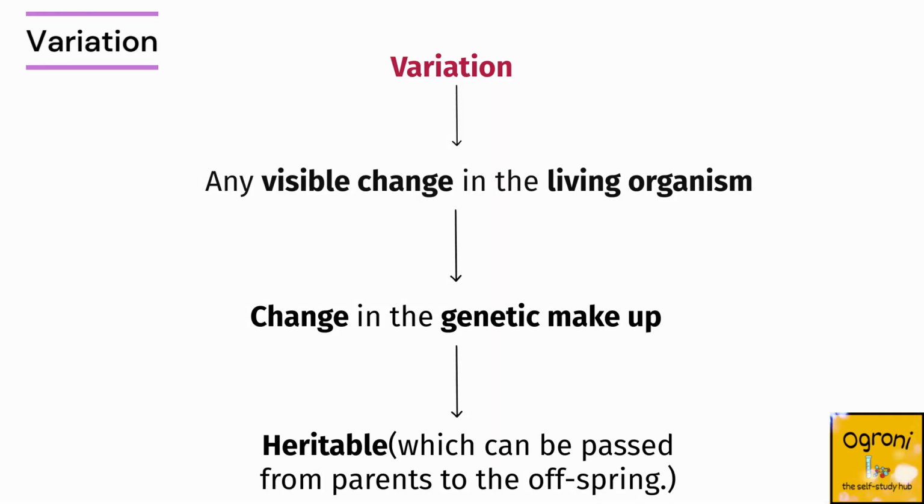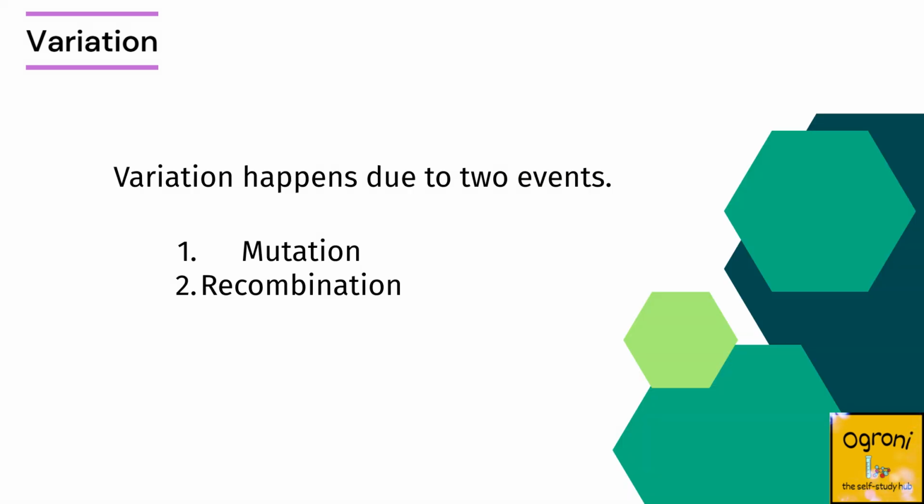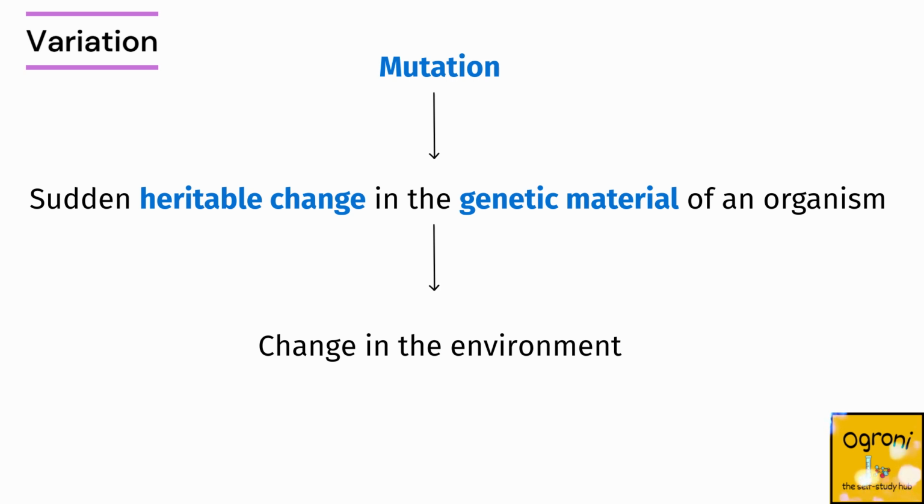Variation is any visible change in the living organism due to change in its genetic makeup, which is heritable. That is, it can be passed from parents to offspring. Variation happens due to two events: 1. Mutation. 2. Recombination. Let's understand what is mutation.